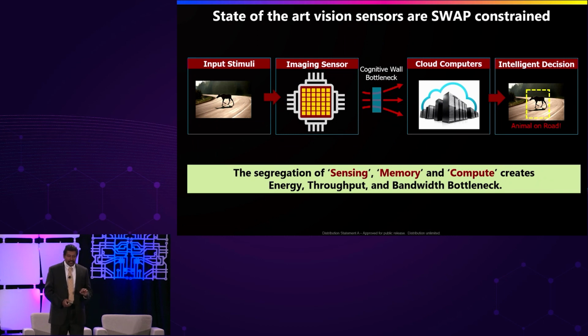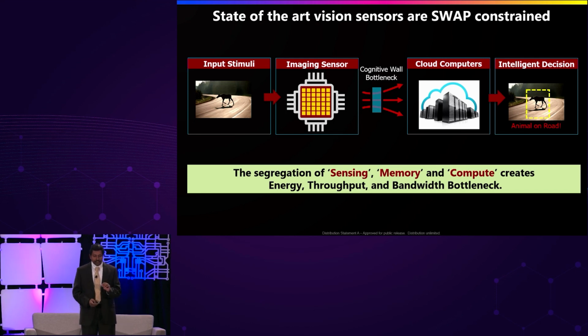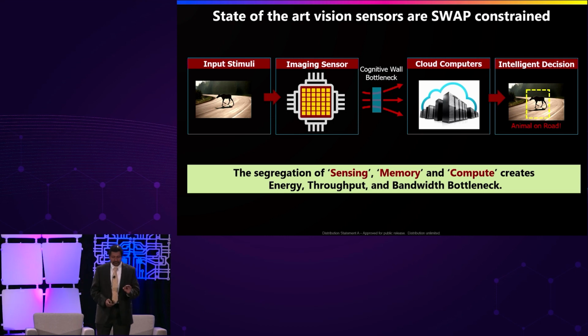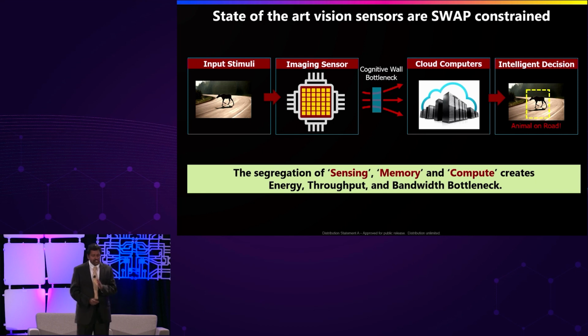So imagine you're driving an autonomous car. The car meets an object on the road. In today's world, the collected data is sent to the cloud or a computer for inference. This process of sending data to a distant computer becomes a cognitive bottleneck when more and more data has to be collected and sent across the limited bandwidth for inference. This is also an accuracy issue. So the bottleneck here is the segregation of sensing, memory, and compute elements that creates energy, throughput, and bandwidth issues.